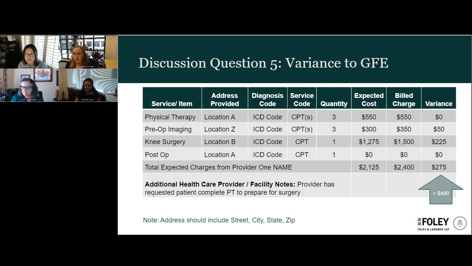No, I think that really covers it. I think important here is to look at each line item is under $400 and the total is under $400. So this person is not eligible.